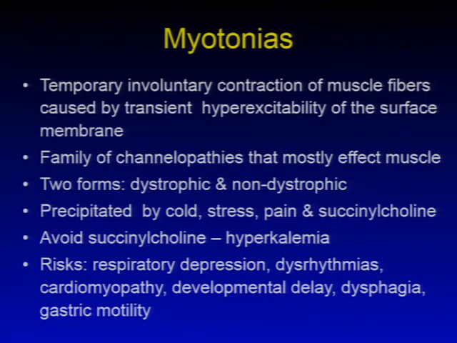Myotonia is a temporary involuntary contraction of muscle fiber caused by transient hyperexcitability of the surface membrane. These are a family of channelopathies that mostly affect muscles. There are two forms, dystrophic and non-dystrophic. They are usually precipitated by cold, stress, pain, and succinylcholine. So for anesthetic management, it's best to avoid succinylcholine, which can lead to hyperkalemia. Risks associated with the disease are respiratory depression, dysrhythmias, cardiomyopathies, developmental delay, dysphagia, and gastric motility problems.